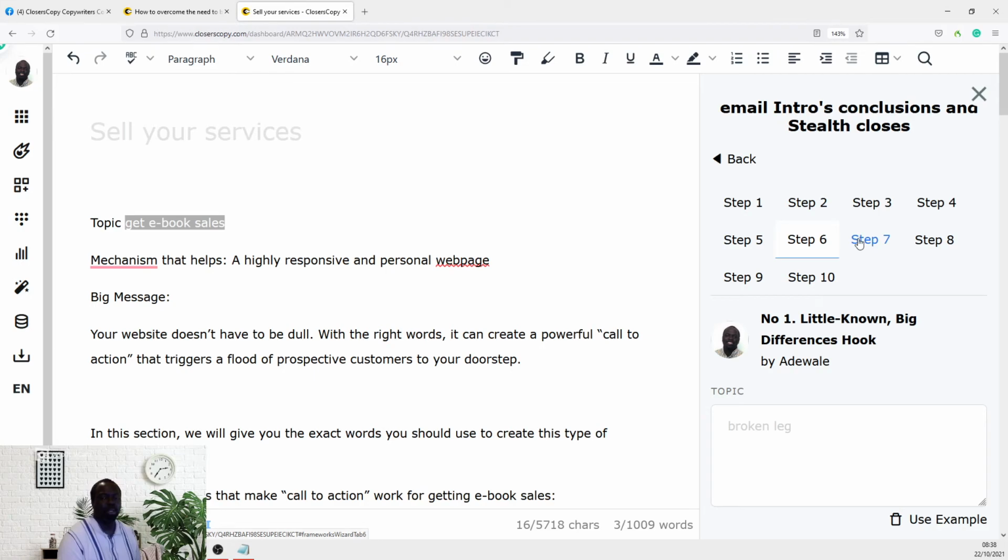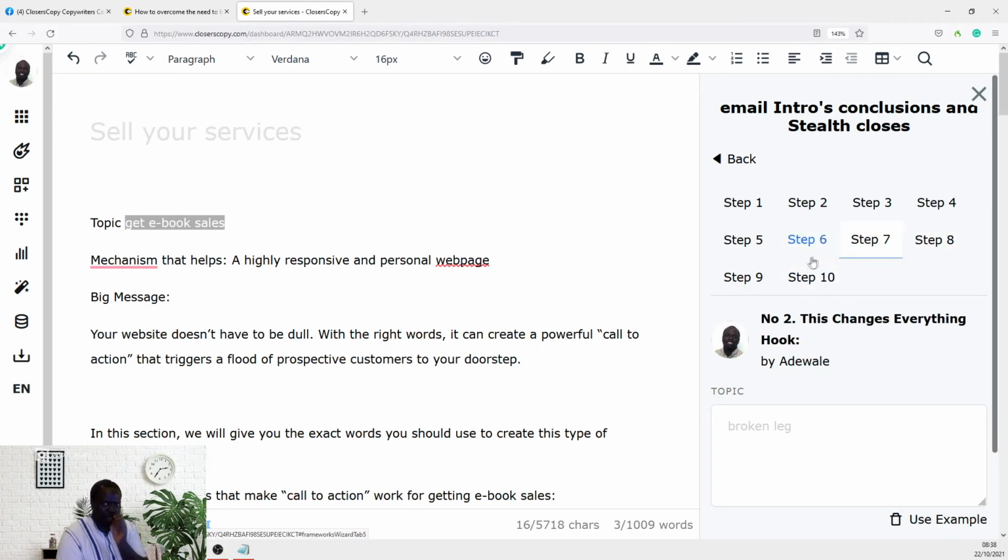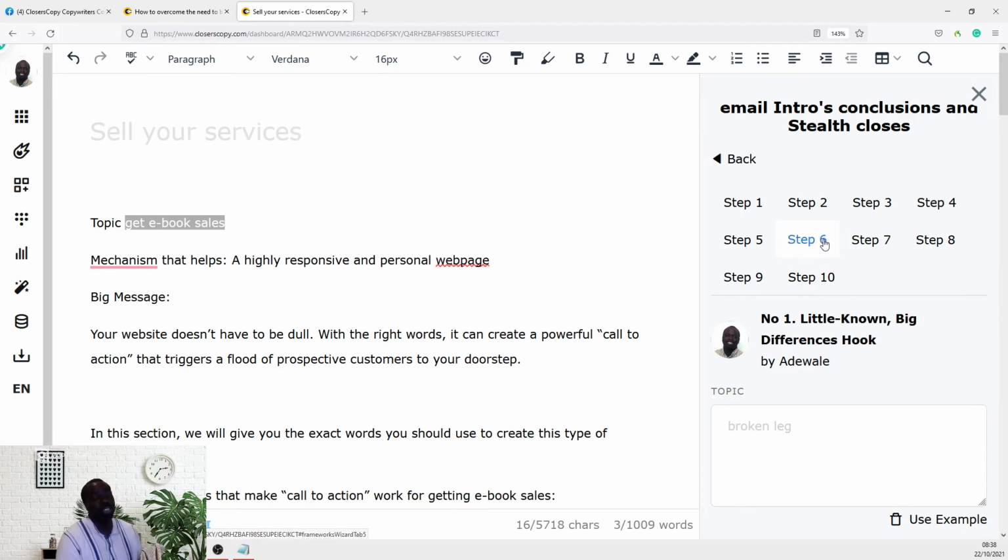And then step 6 to step 10, these are when you just want to close your email with something that would excite them to just come to read whatever it is that you have to sell. So I have these as when you got some new exciting idea or new exciting thing you want to share, and these closes can be extremely useful to make people click to what you have to sell.